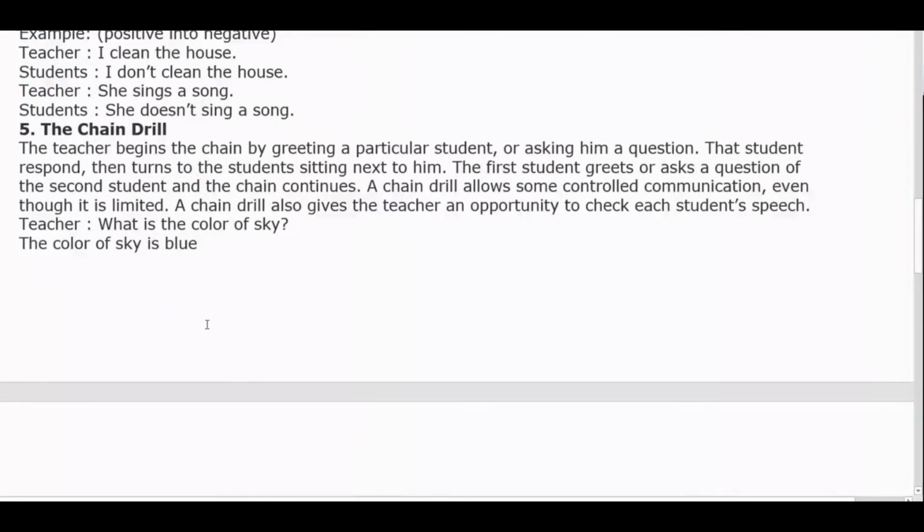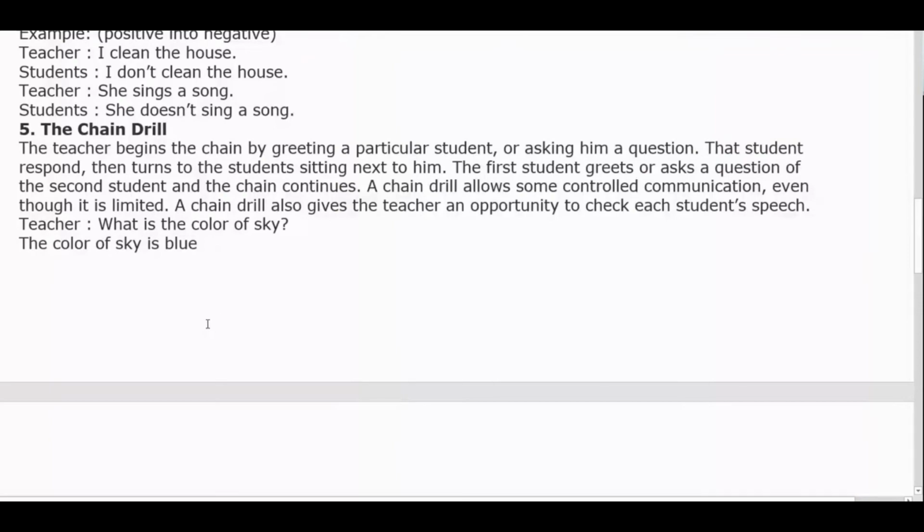Now there is chain drill. Now you know the meaning of chain. Connect. Teacher asks a question, students answer, then there will be a chain of sentences asking and answering the questions. The first student asks the question to the second student, who asks the question to the third student. So the chain goes on, yes or no?